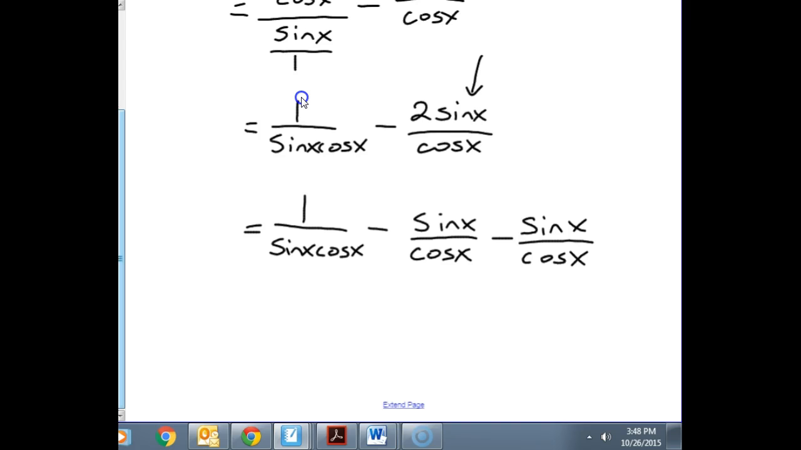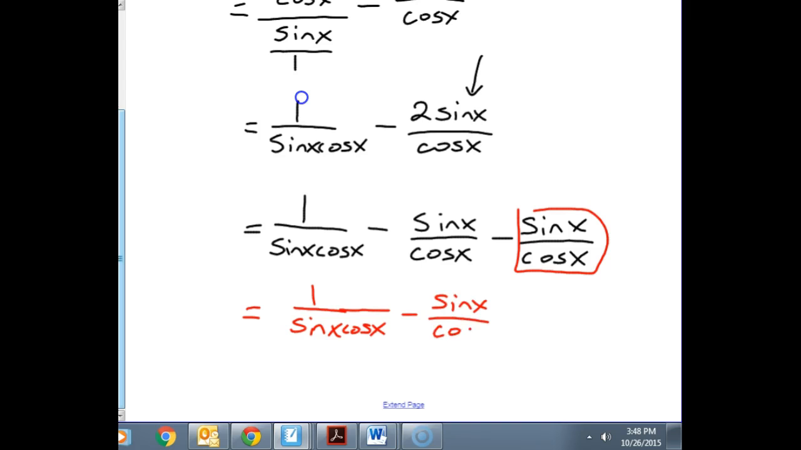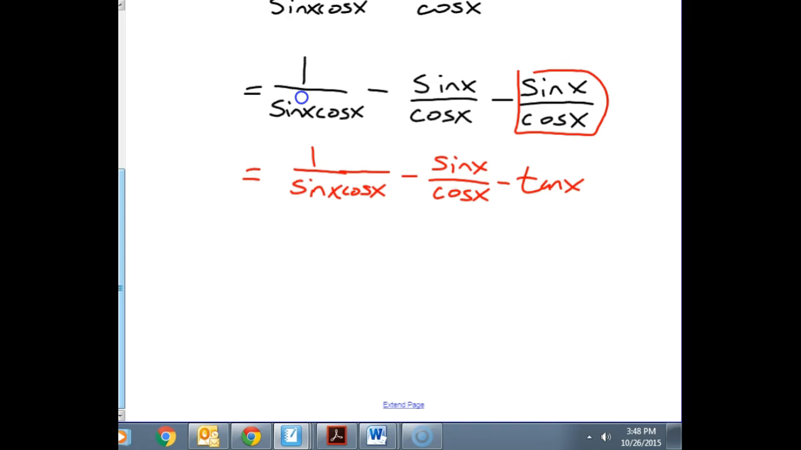Okay? Well, I can take one of those, so I'm going to take this one, and just change it to tangent, because that's part of my goal. And then I'm just going to leave that one kind of alone. Okay? So this is going to give me 1 over sine x cosine x minus sine x over cosine x minus tangent x. Okay? So that's part of my goal. Now I'm going to leave that alone, so I'm just looking at the first 2 fractions now.